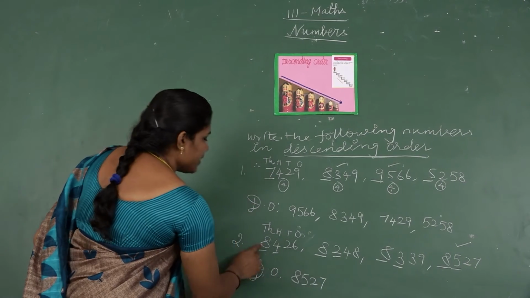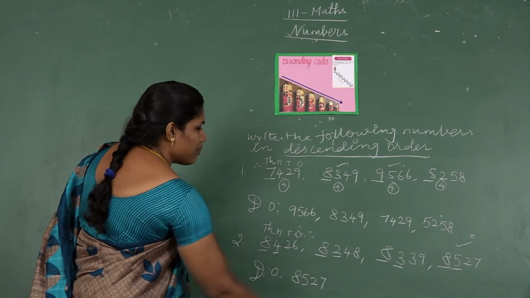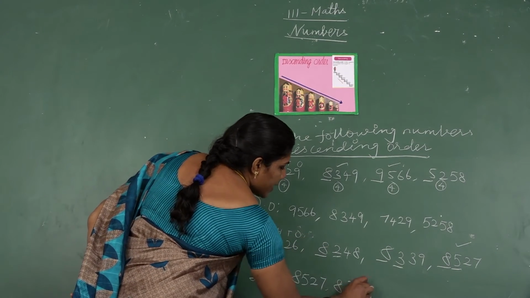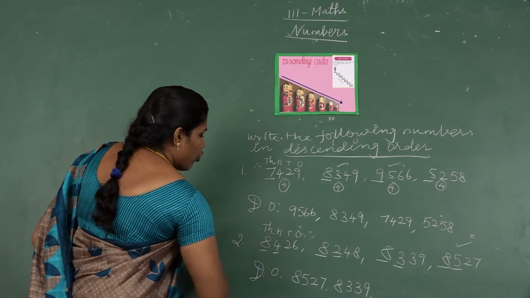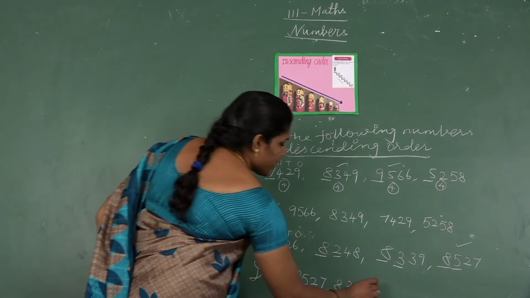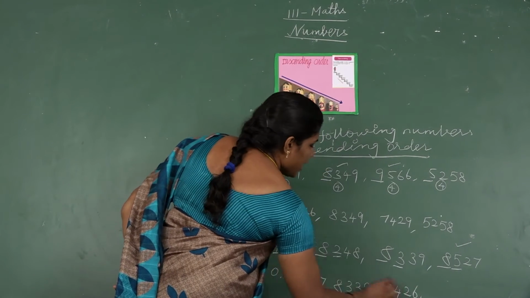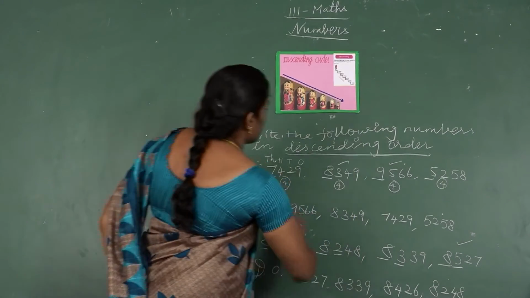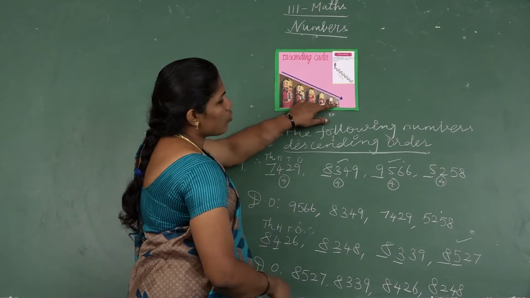Next you see 400, 200, 300. This is the biggest number, 300. 8,339. Next one, see 400, 200. Which is the biggest number? 400. 8,426. Next one, 8,248. These are in descending order. Descending means big to small.